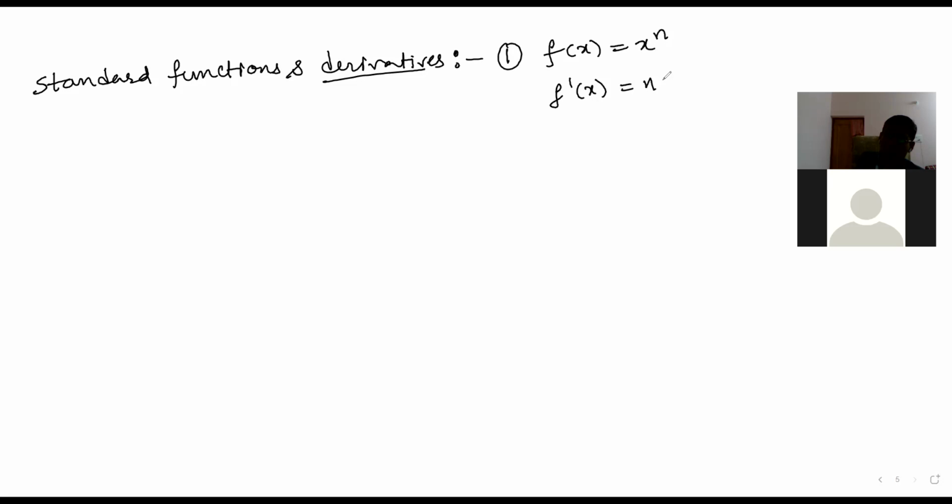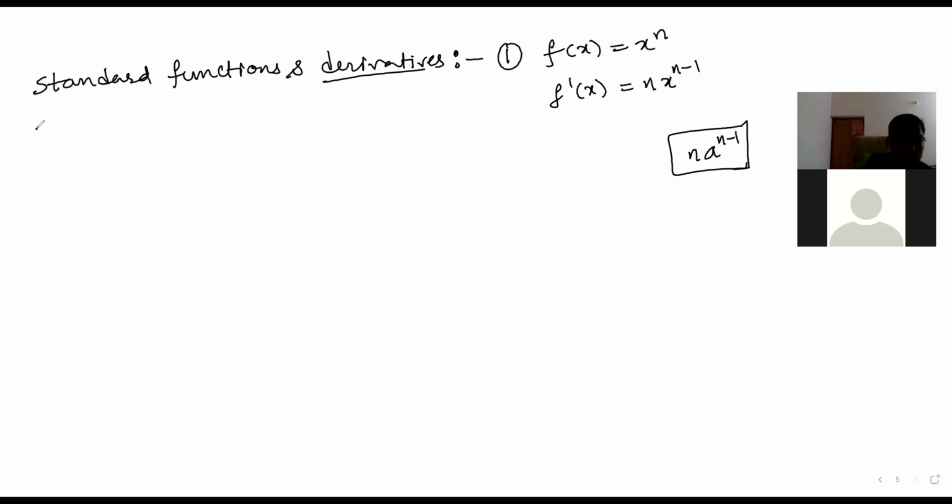It is n into x to the power of n minus 1. Yes, you remember, n into a to the power of n minus 1 comes from that only.